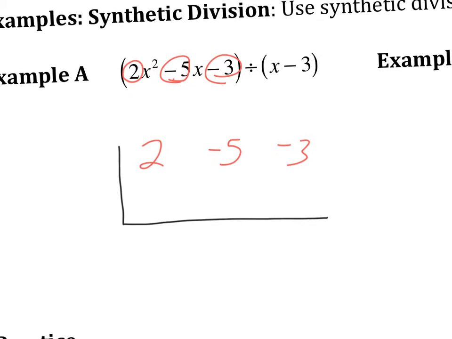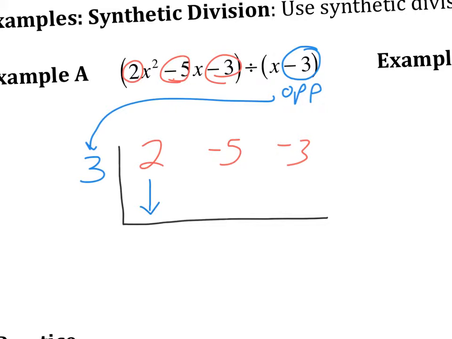And now, here's what we do. We take the opposite of what we see there. Effectively, what we're doing is taking the 0 of that one, right? So I see a -3, so I put a +3 there. Now, the first big step is nothing big. All we actually do is always drop down the first term, whatever it is. So that's a 2. I'm going to bring that down.